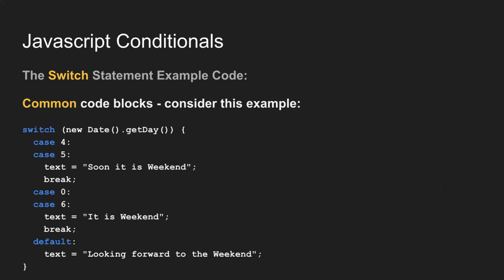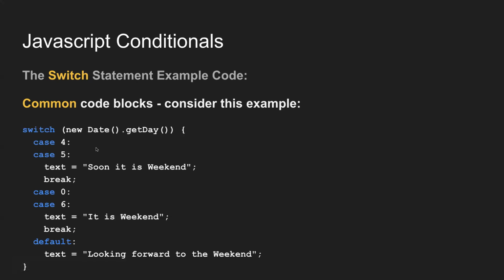But you notice that not all of these values are populated. That's because they're just considered fall throughs. So it hits case 4, it doesn't match. It goes on down to case 5, it doesn't match. Goes on to 6, 0, 6, and so forth.